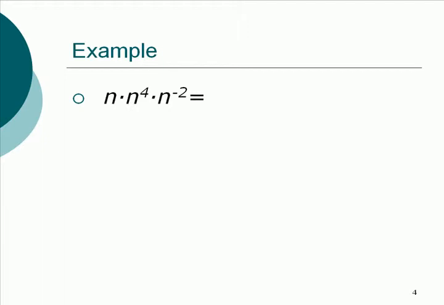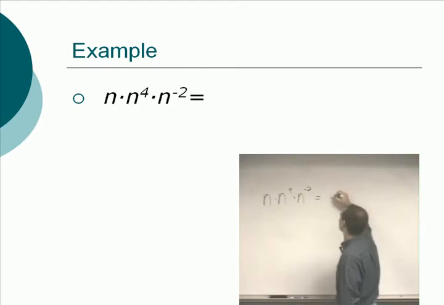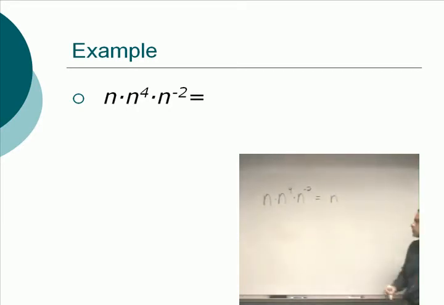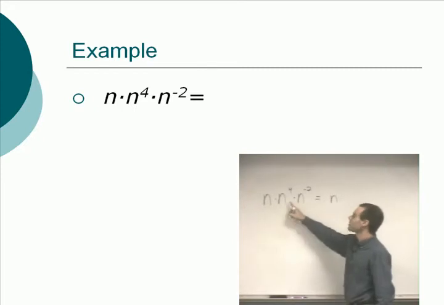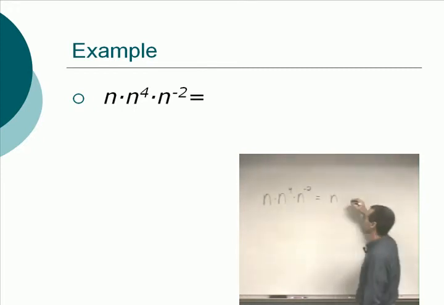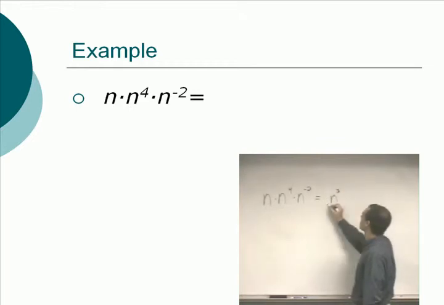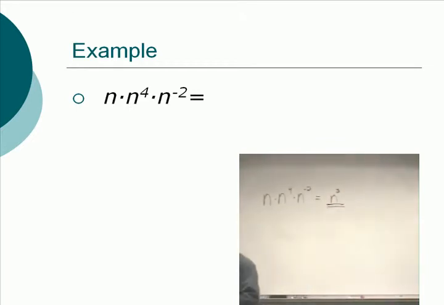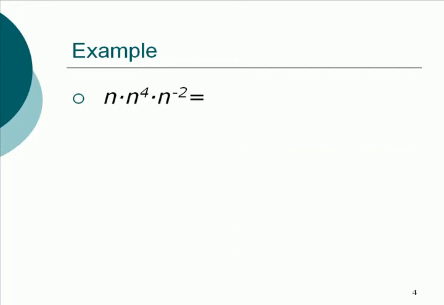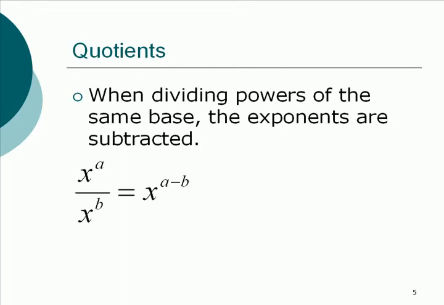Here's an example. n times n to the 4th times n to the negative 2nd power. That gives us a total value of n to what power? 3. n times n to the 4th is n to the 5th, times n to the negative 2 is n to the 3rd power, and that's all there is to that. Okay? That's one of the most important and most commonly used laws of exponents. Okay? There's one. Well, if you've got a law of products, you've got to have a law of quotients. Just wouldn't be right.